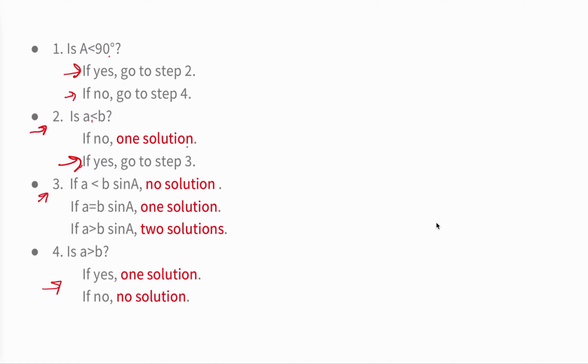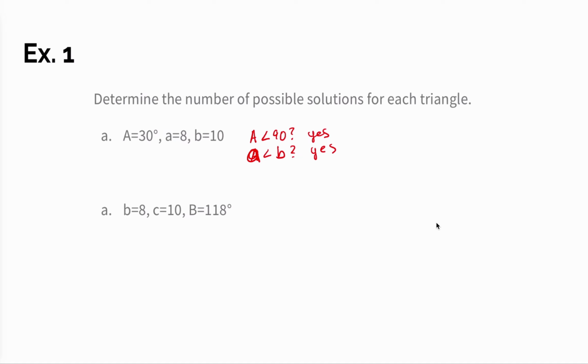Go to step 3. So now we do B sine A. So 10 sine 30 is going to be 5. A is greater than B sine A. So that means that we have 2 solutions. Note that this problem doesn't actually tell us to find the 2 solutions. This just wants us to say that we have 2 solutions.